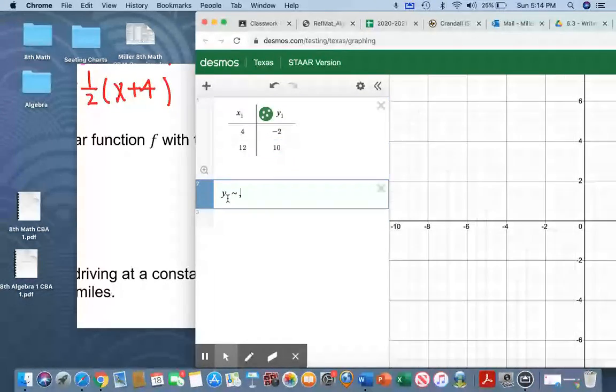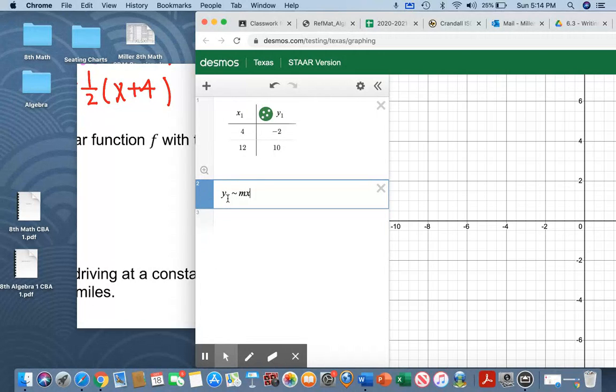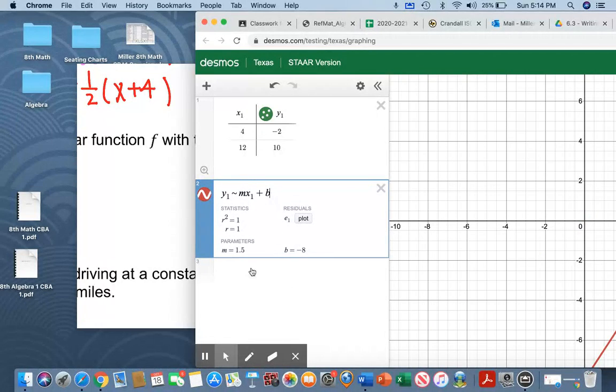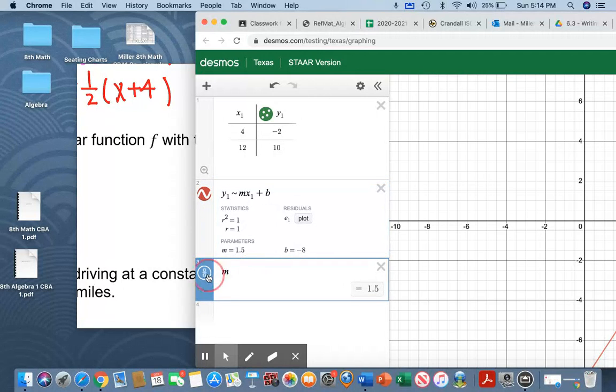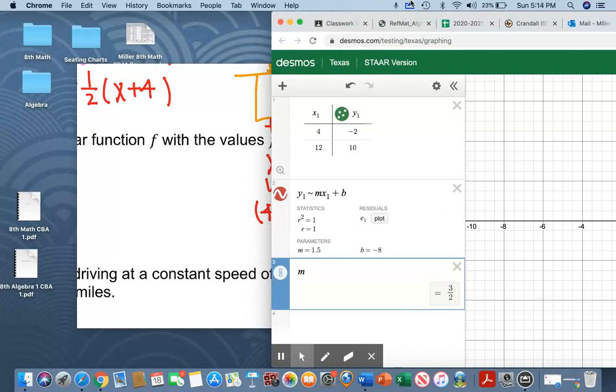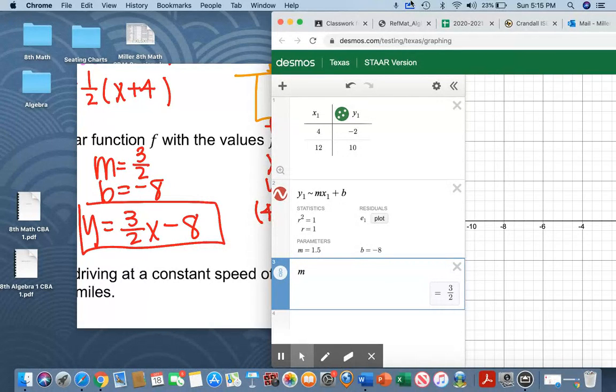Y1 squiggly mx1 plus b. I look down here, my m is a decimal, so I'm going to type in m, hit the fancy fraction button, is 3/2. So when I go to write my equation, let's see if I can split this over here, m equals 3/2 and b equals -8. So y equals 3/2x minus 8 would be my equation for that.